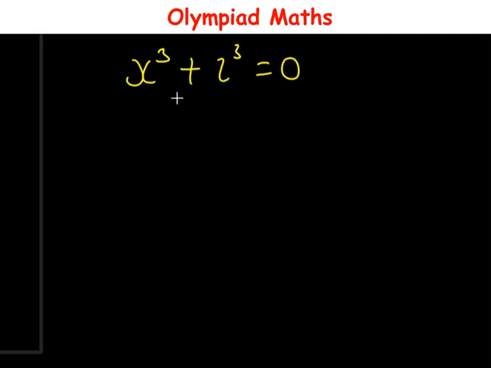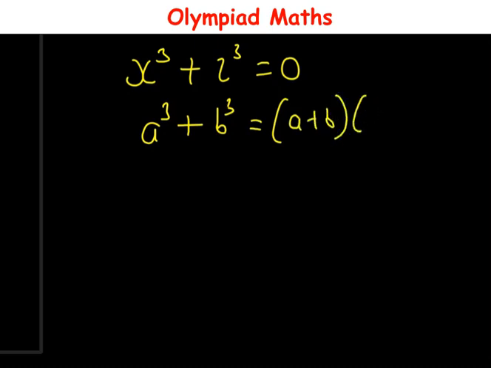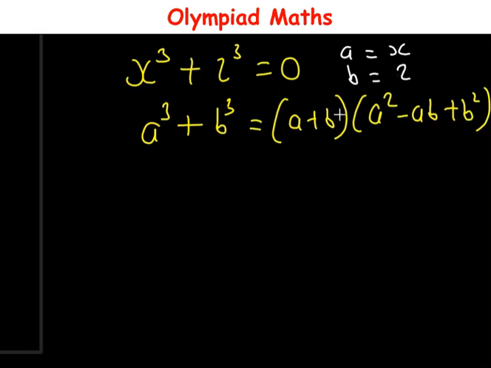Now this is in the form of a raised to power 3 plus b raised to power 3. And if you have something like this, it is equal to, in brackets, a plus b multiplied by a squared minus ab plus b squared. Okay, and in this case, the value of a is equal to x, while the value of b is equal to 2. So inputting this, let us expand this equation.